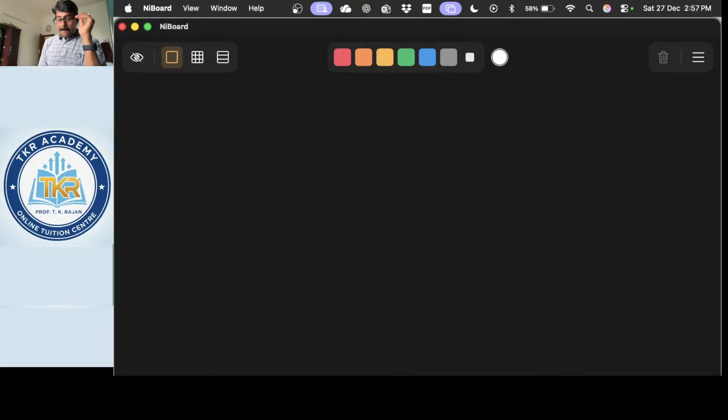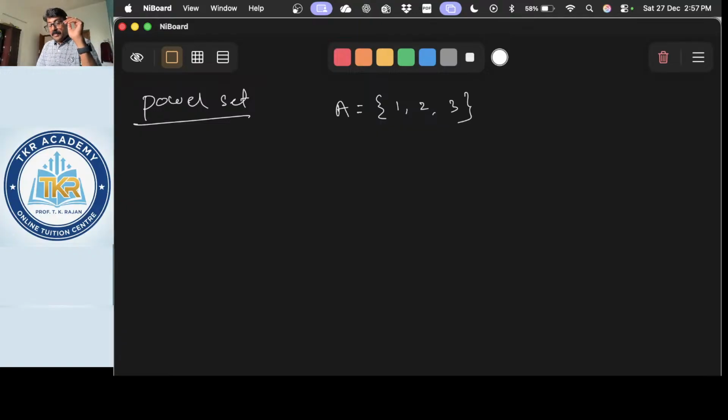Now, what is a power set? Suppose we have A equal to {1, 2, 3}. Then power set means the power set of A. It is denoted by P(A). It is a set actually. It is a set consisting of subsets of A. The set of all subsets of A is called the power set of A.